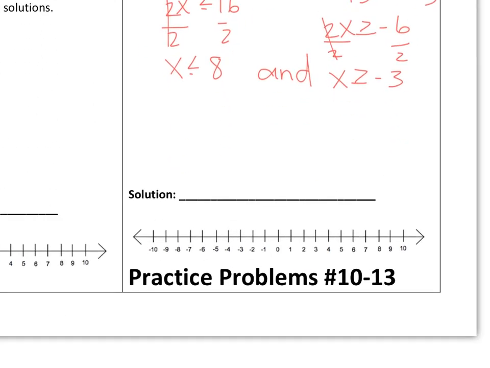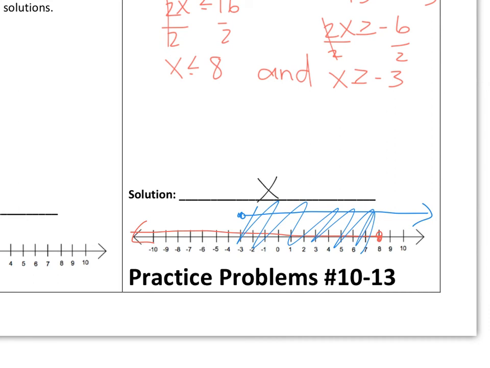So let's graph and see if that works here. They need to overlap, so less than or equal to 8 is going to the left. Greater than or equal to -3 is going to the right. And they do overlap between -3 and 8. So that's what we have to put on our solution. x is between -3 and 8 with less than symbols in between.